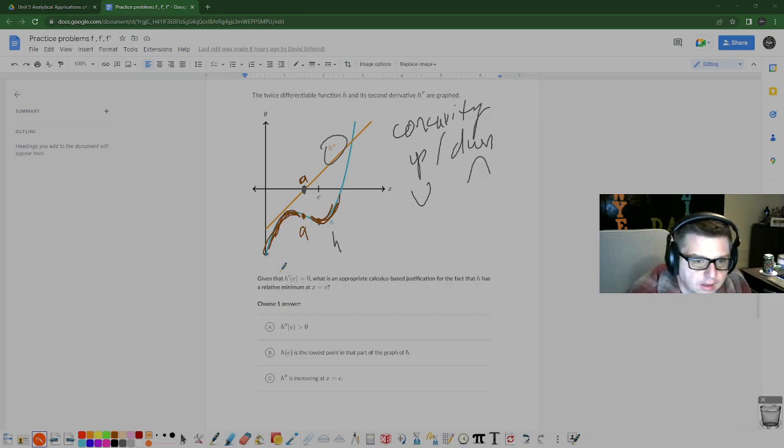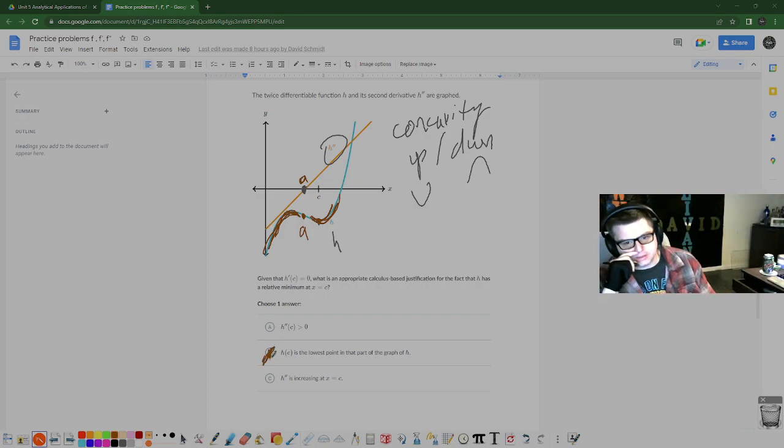When we are looking at that, given that h prime of c equals 0, what's an appropriate calculus-based justification? The second derivative just talks about concavity. It doesn't talk about maxes or mins, it talks about concavity and points of inflection. So for this question, we really are looking that h of c is the lowest point in that part of the graph of h. That is where you will need just h, because the second derivative won't help us.